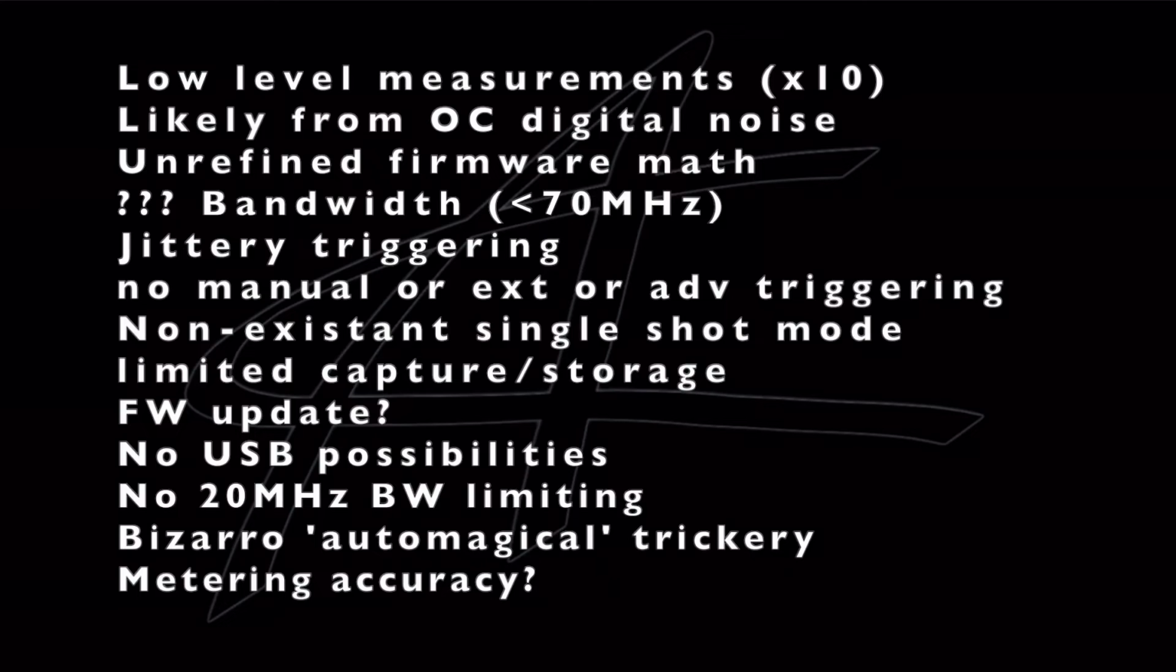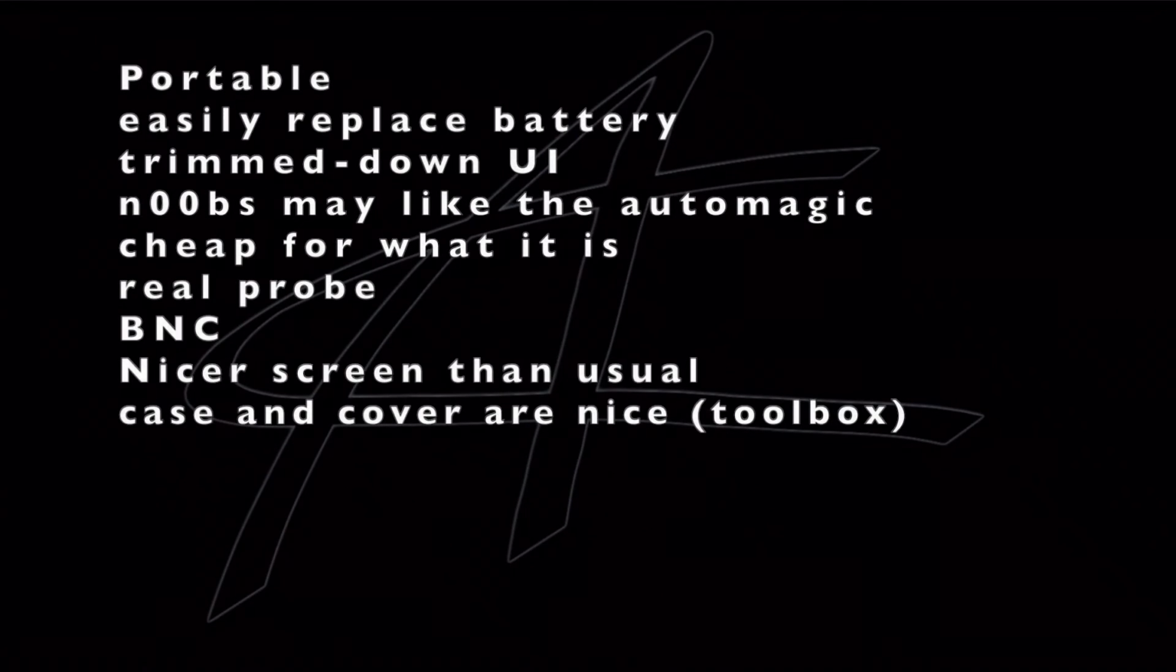But that's not to say that it's all bad. It's just to say that it's not going to replace your desktop scope at any point in time, depending on what you're going to do with it. Now, if this were 25 years ago, I would have killed for a scope like this. But as it is today, there are options. So let's look at some of the positives. It's portable. Obviously, the battery is easy to replace, which is always nice. The UI is trimmed down and a lot of the functions are tied to buttons that just deal with that function.